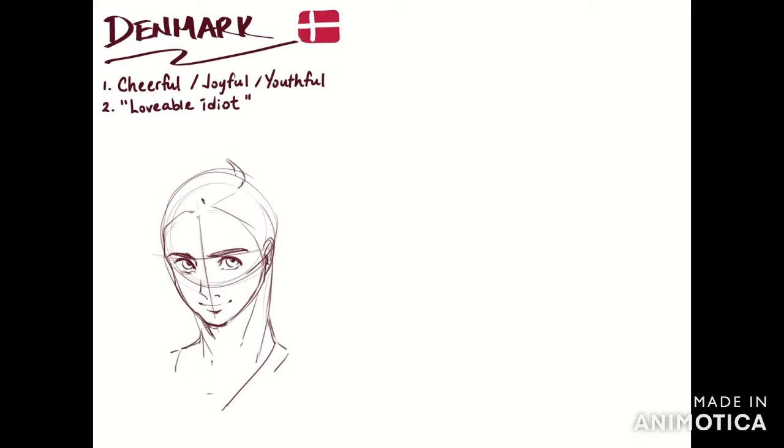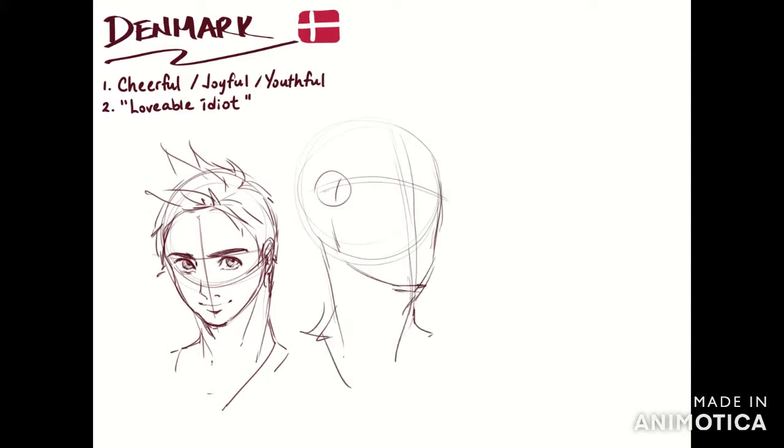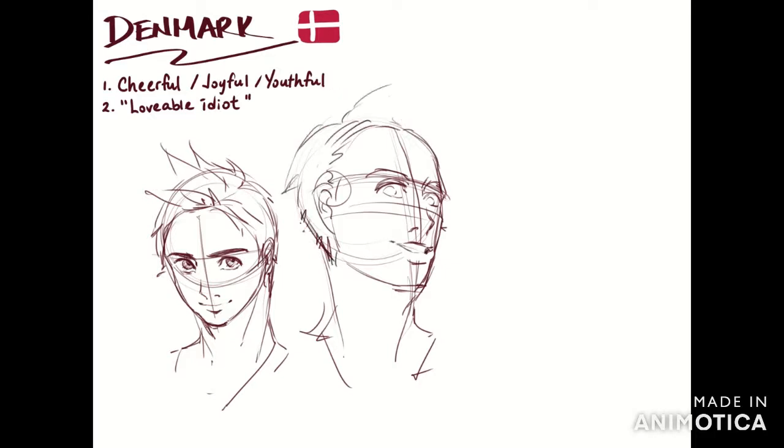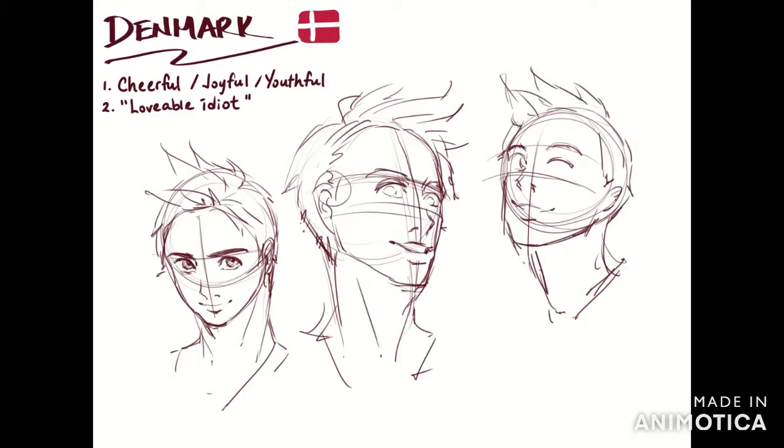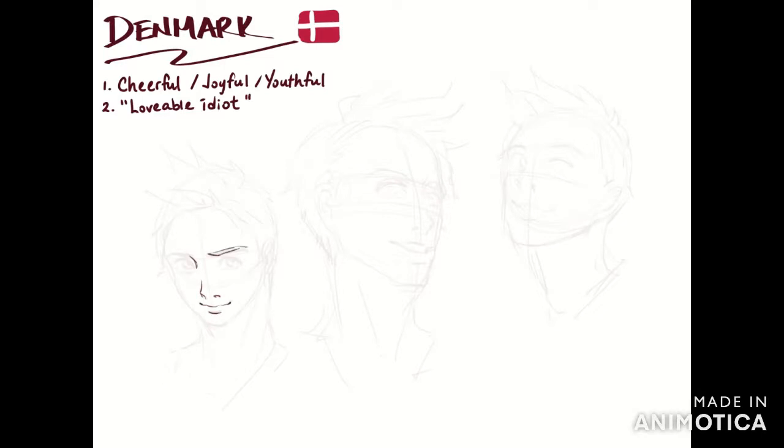So Denmark as a person, he's cheerful, jovial, joyful, he's youthful, he acts a little bit not his age, and he's what I like to call a lovable idiot. He's not the brightest bulb, not the sharpest knife in the drawer, but he's lovable, and we love him for that. So, whenever I draw Denmark, no matter how many times I've drawn him, and I've drawn him so many times over the years, two things always get me a little bit stuck. One of them is his gravity-defying hair. His hair obeys its own laws of gravity.